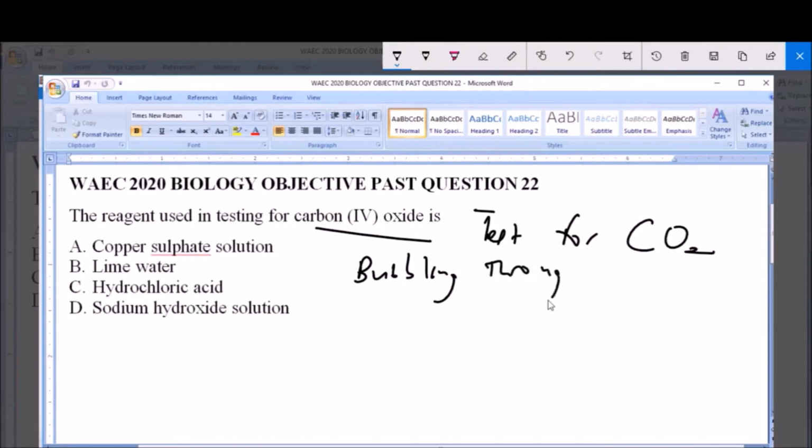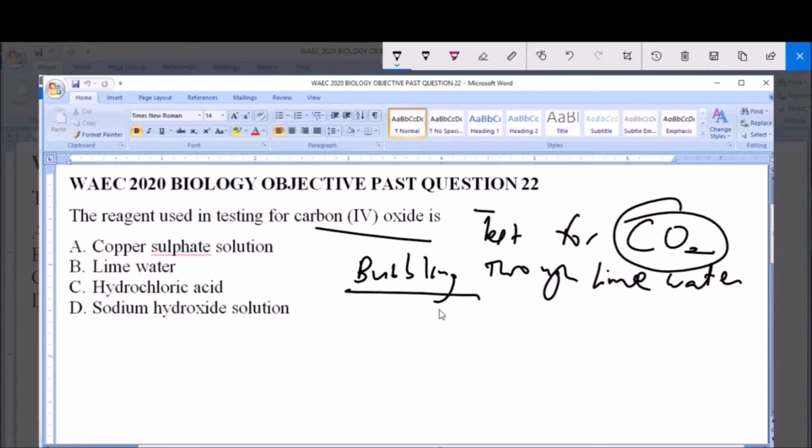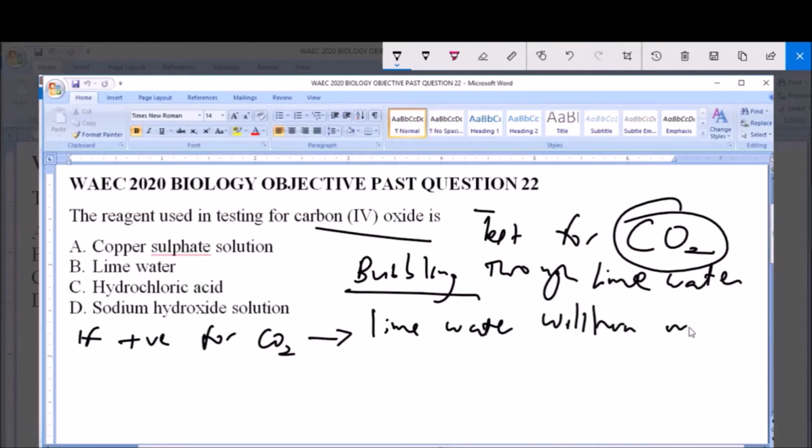through lime water. So if you have, say, a sample of a gas and you want to know whether it contains carbon dioxide, all you have to do is to bubble it through lime water. Now, if positive for carbon dioxide, what will happen is that the lime water will turn milky.